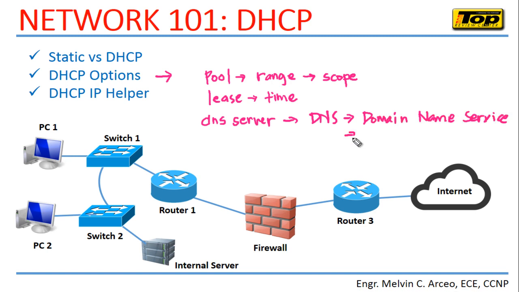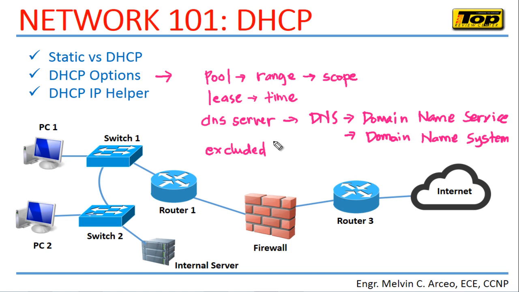Or tinatawag din ito na Domain Name System. Okay, another option na pwedeng i-provide for the DHCP is the exclusion or yung tinatawag natin na excluded address. Okay? Pero kay Windows or kay Linux, tawag natin dito is reservation. Alright? So excluded or reservation, that's another option for the DHCP.